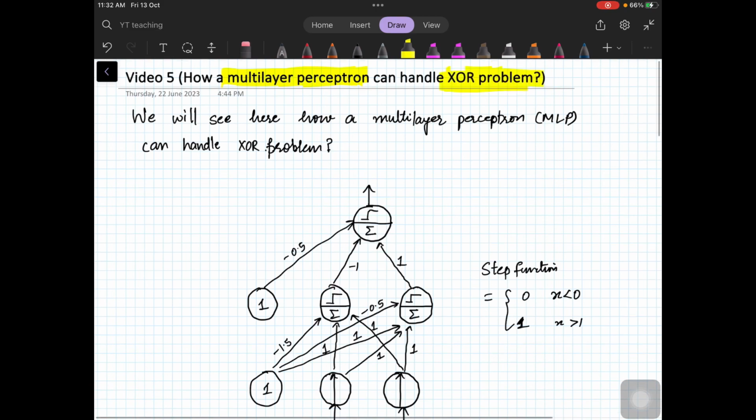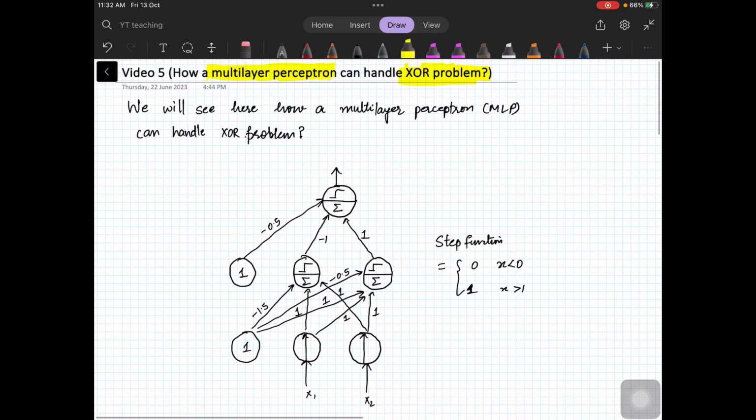Here I have just created one particular multi-layer perceptron. I have arranged them in some order by giving some weights, but there may be other combinations possible, right? So here you see what I have done. These are my inputs, so from here I'm giving x1, from here I'm giving x2, and this is my bias term 1. And then I have given these weights.